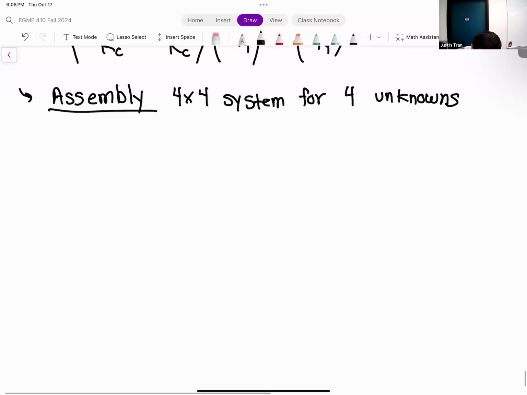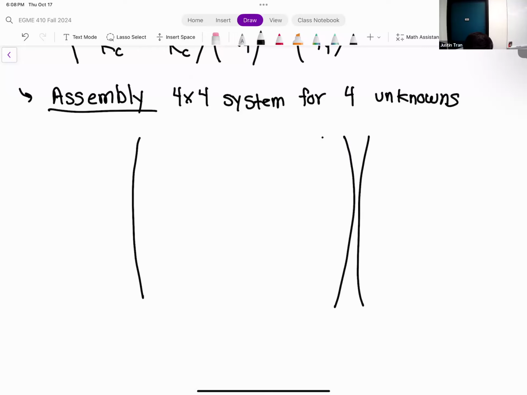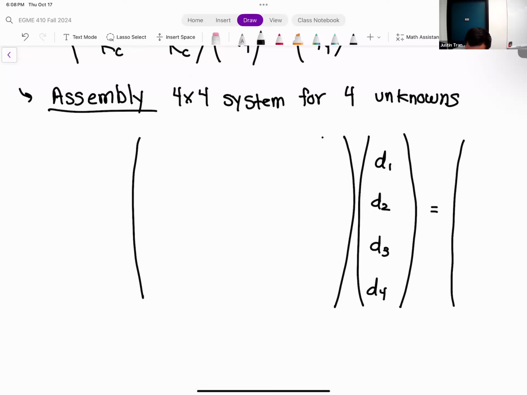Okay, so let's go ahead and draw it out. We're going to have 4 rows, D1, D2, D3, and D4. And this is equal to the right-hand side forcing vector, F1, F2, F3, F4. Just so it'll be helpful for us, I'm going to go ahead and draw in the columns as well.